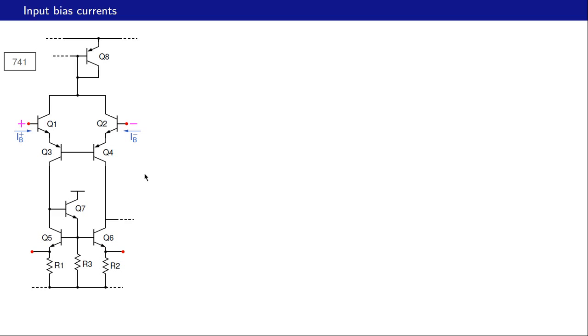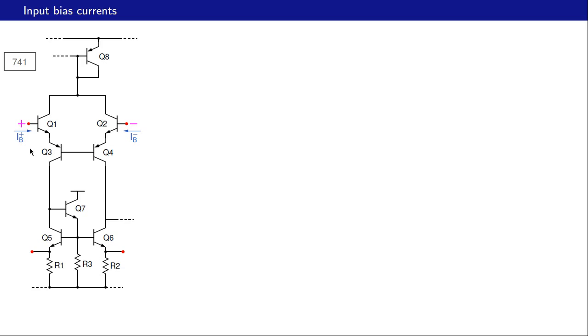There is another non-ideality that we need to consider for some applications, and that is the input bias currents. What do we mean by input bias currents? At the non-inverting terminal, we have this base current going in. At the inverting terminal, we have this base current going in, and these currents are called the input bias currents. Now, when we analyzed circuits, we said that these currents are small because they are base currents of transistors, and they are definitely much smaller than the collector currents, and therefore we have been ignoring these currents.